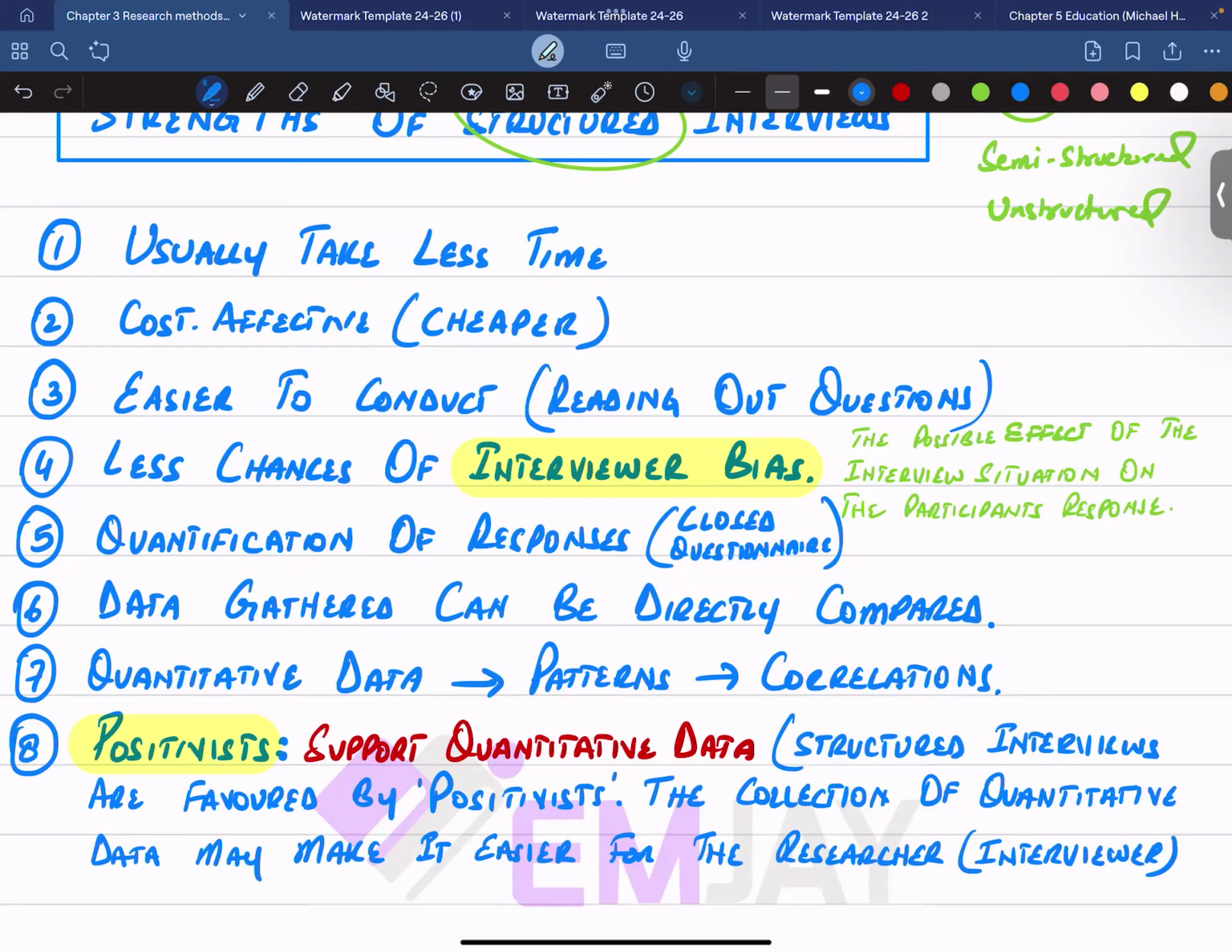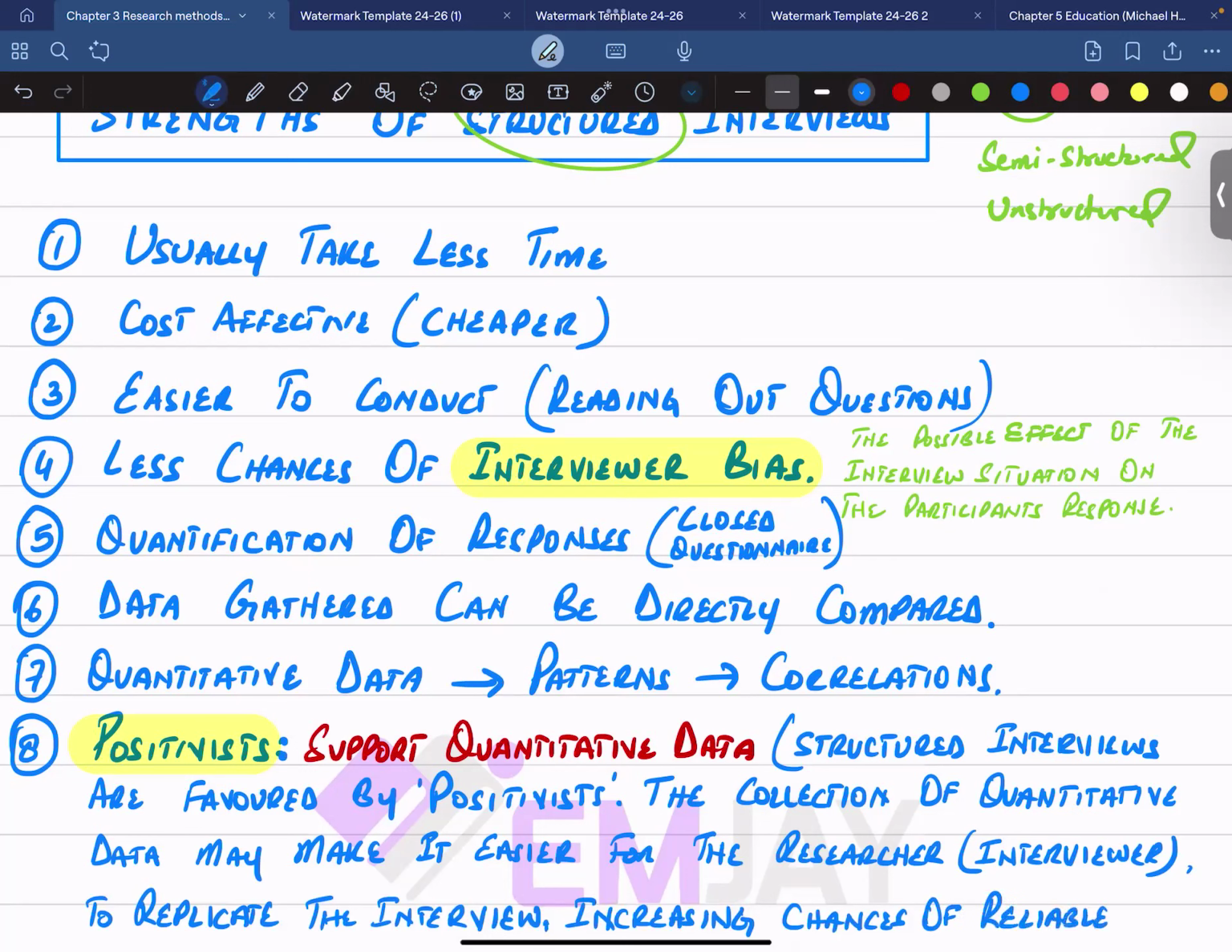The collection of quantitative data may make it easier for the researcher, that is the interviewer, to replicate the research. To replicate the research, in other words, is to be able to conduct the same research in exactly the same manner. Because remember, structured interviews have pre-written questions that are asked of respondents, that is the interviewees, in a very standardized manner. So they support quantitative data. Structured interviews are favored by positivists. The collection of quantitative data may make it easier for the researcher to replicate the interview, increasing chances of reliable, that is consistent, findings.